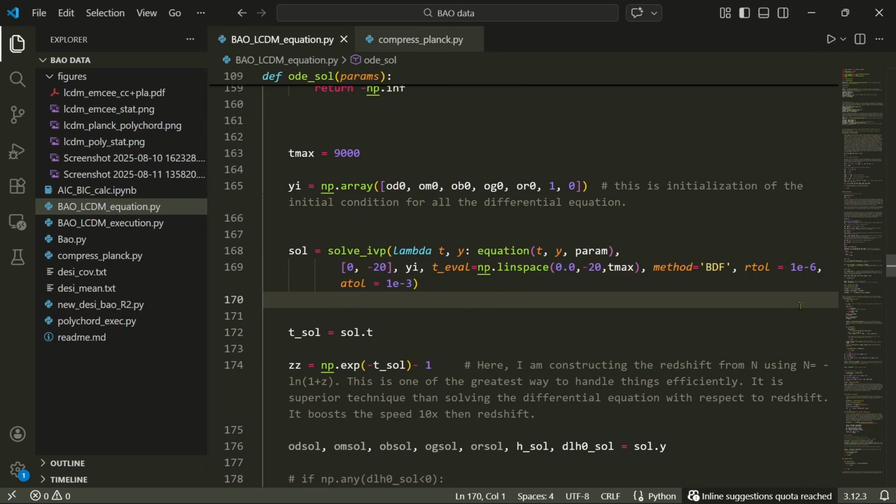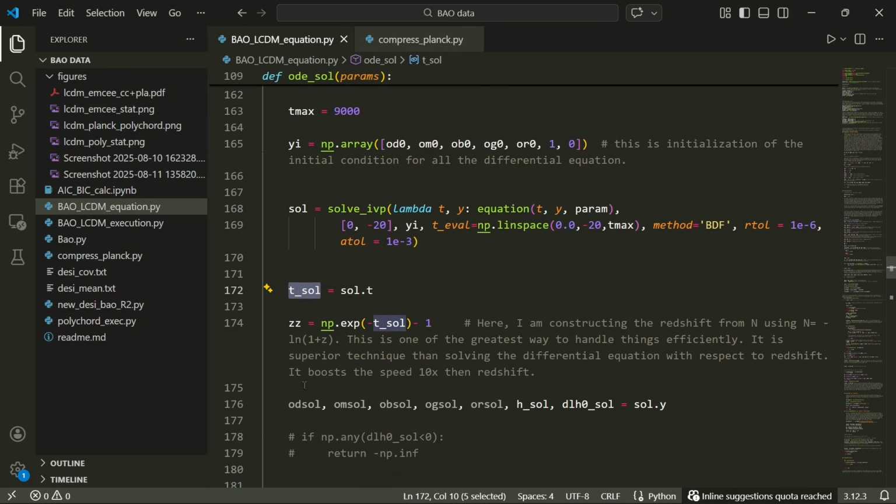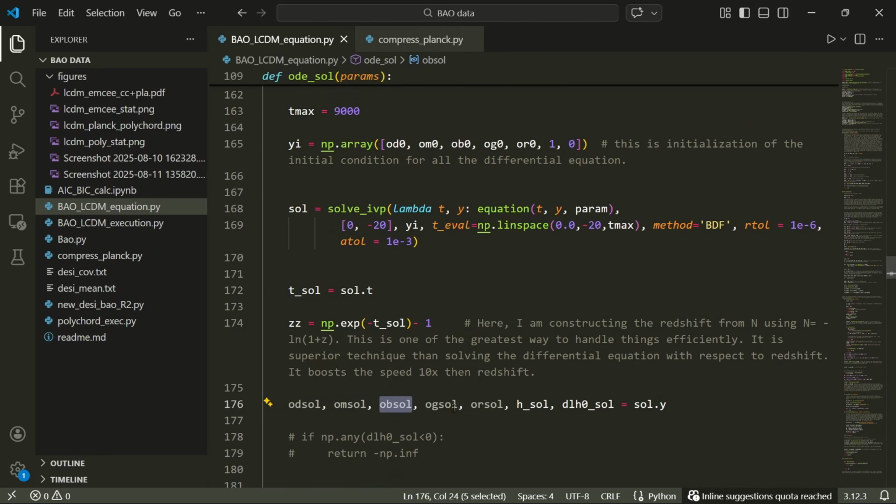Then the accuracy has to be at 6 decimal places, and there is a tolerance, it has to be 3 decimal places. Now solution.t will give you the array of x-axis, and solution.y will give you all the solutions for your variables like dark energy density, matter energy density, baryon, photon, neutrino. Here is your S solution and DLH0 solution. Now this will give you the N.